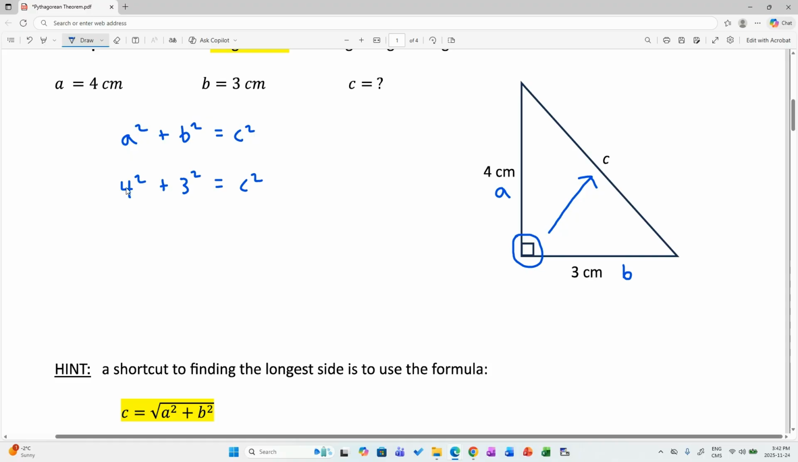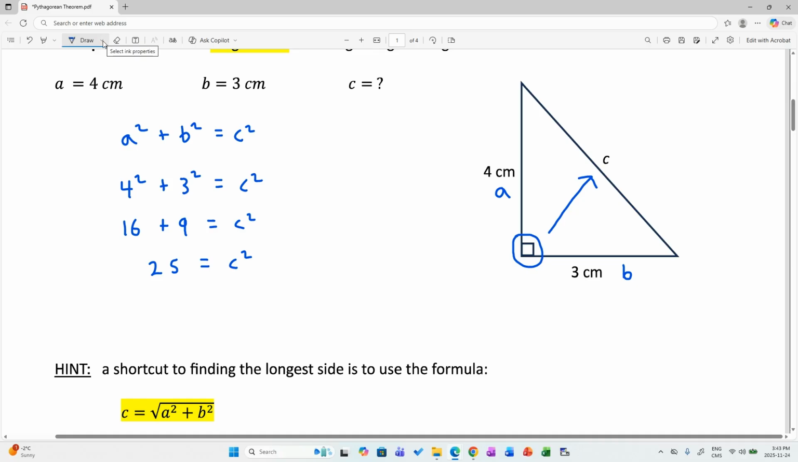Now 4 squared basically just means 4 multiplied by itself. So 4 times 4 is 16. 3 squared just means 3 multiplied by itself. So 3 times 3 is 9. So 16 plus 9 is going to be 25. So I have 25 equal to C squared.